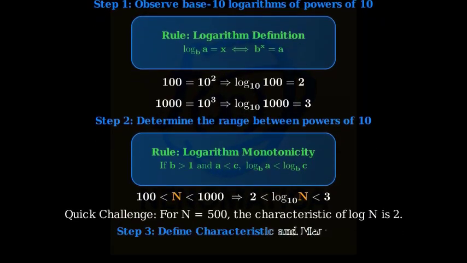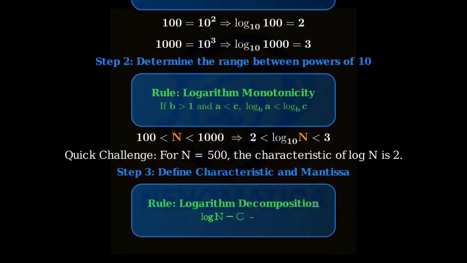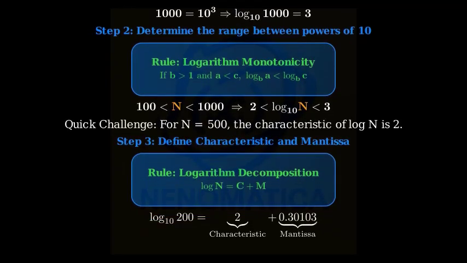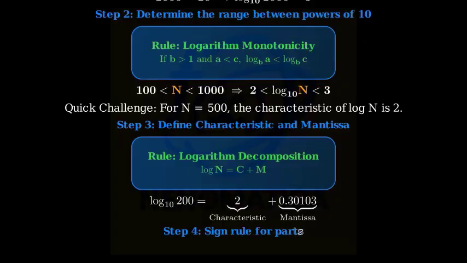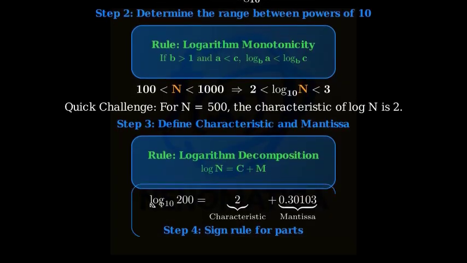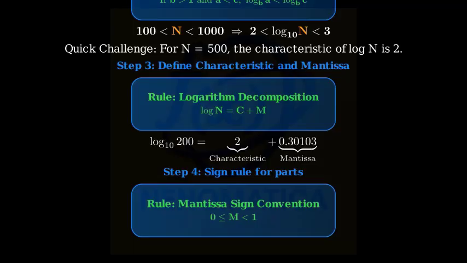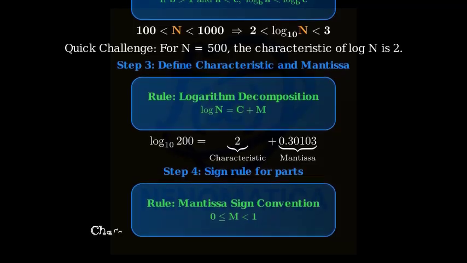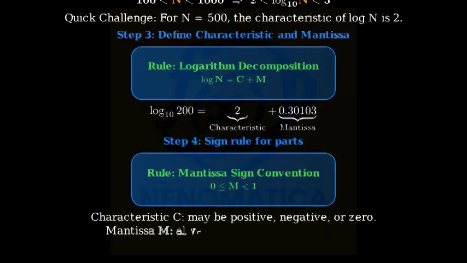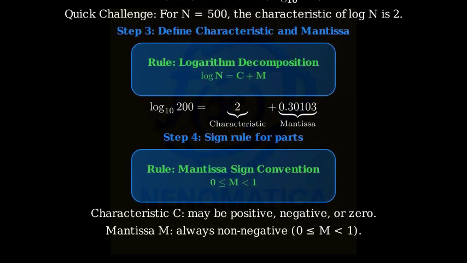Step 3. Define characteristic and mantissa via an example value. We decompose a common logarithm into integer part plus decimal part. For instance, if log of 200 equals 2.30103, then the integer part 2 is the characteristic, and the decimal part 0.30103 is the mantissa. Step 4. State the sign rule for characteristic and mantissa. By convention, the mantissa is always non-negative and less than 1. The characteristic can be positive, negative, or 0, but the mantissa is always non-negative.